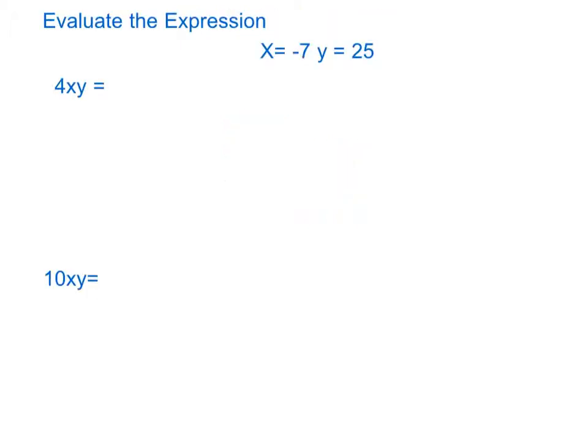Okay, well, let's try and put some of these properties and ideas to use by trying a couple of different problems. So let's see, I'm going to go with the color orange today. Feeling fancy. 4 times x times y. Well, I can see up here, if I evaluate the expression, x is equal to -7. So I've got 4 times -7. And then y is equal to 25 times 25.